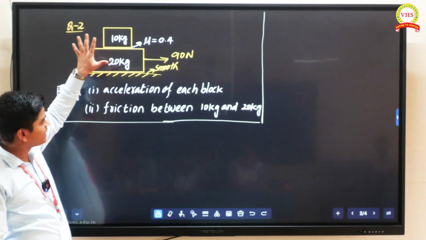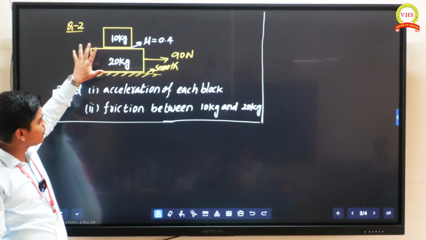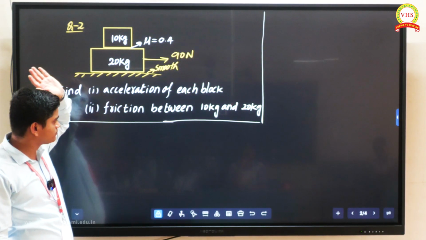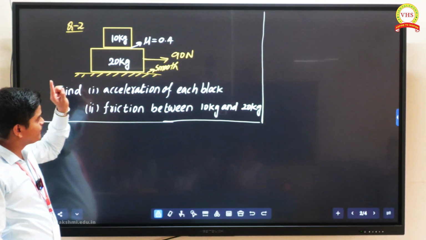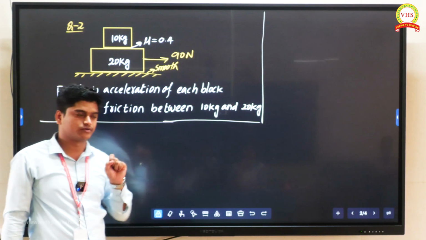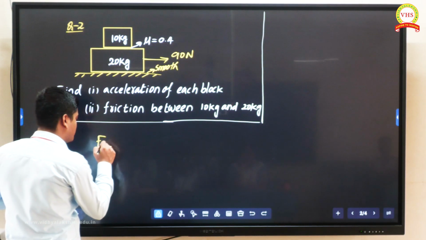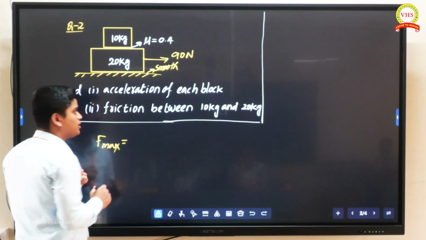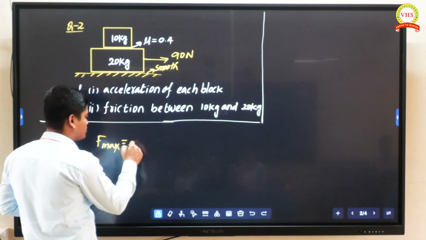So first of all, 90 Newton force is given. Now, we want to find what is the acceleration of each block and what is the friction between 10 kg and 20 kg. Clear? Now, when force is applied to the lower block, what is the maximum force? That one you find first. What is the maximum force required to move them together? What is the maximum force formula?